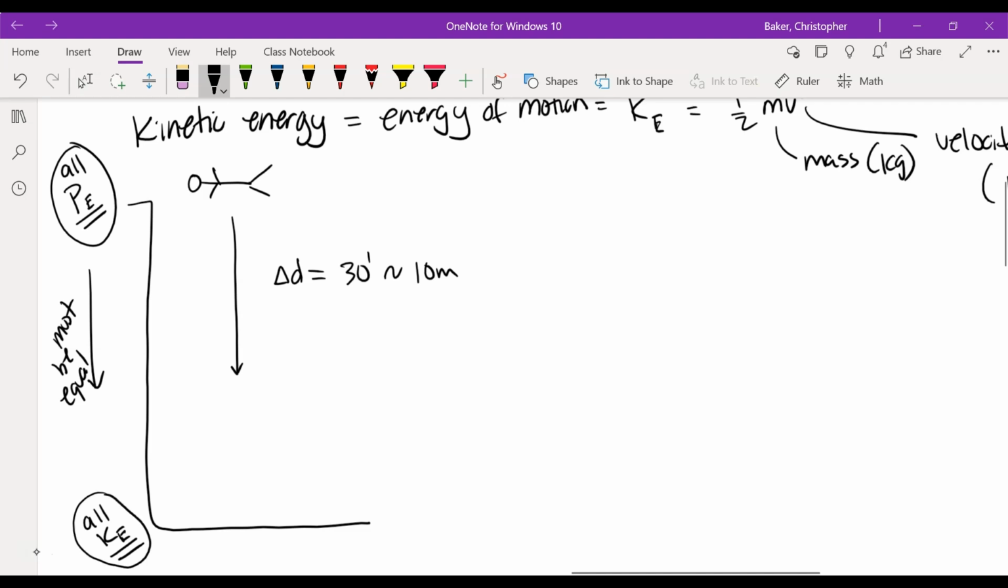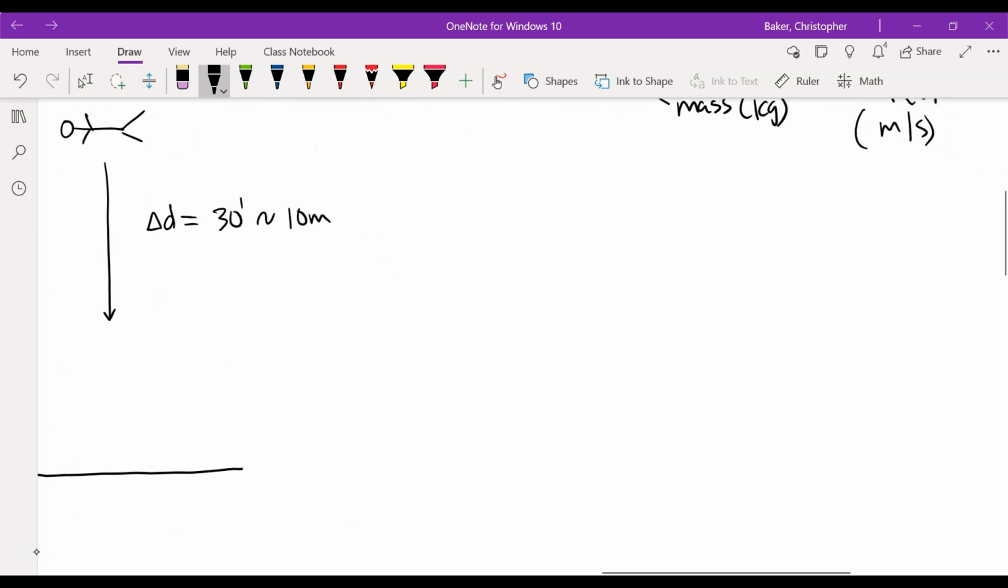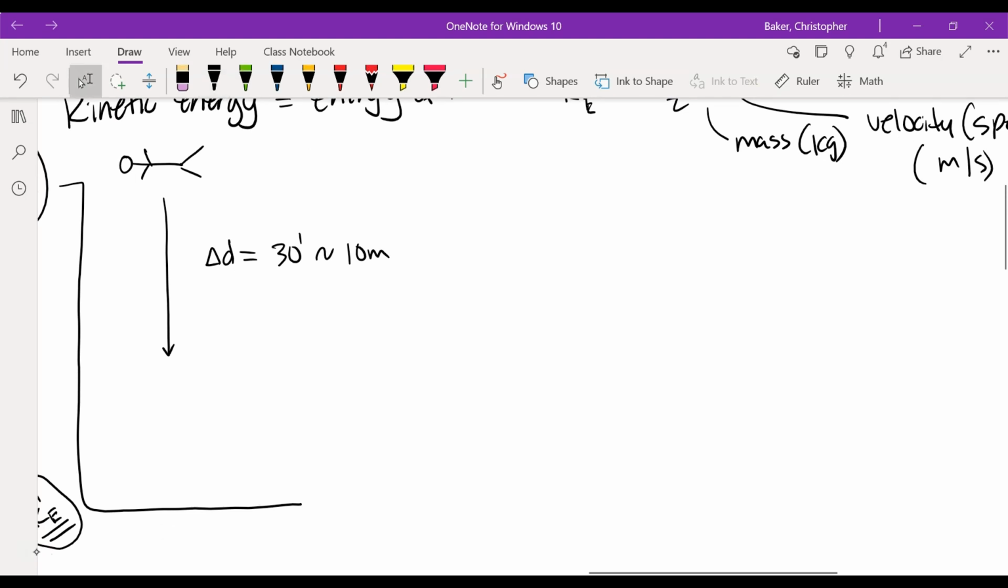So if we put those two equations together, if we make them equal, we can actually calculate the speed at which he hits the ground. Okay, so that's what we're going to do. We're going to do potential energy is equal to kinetic energy. That means that mgh is equal to 1/2 mv squared.